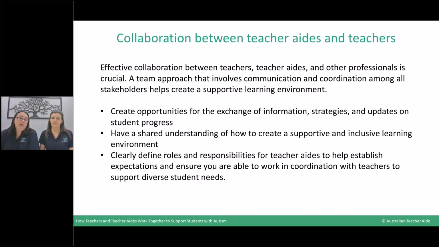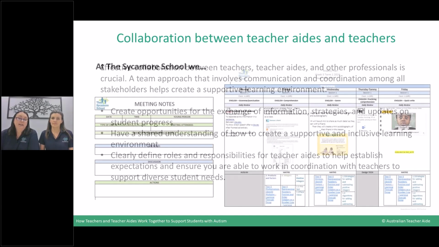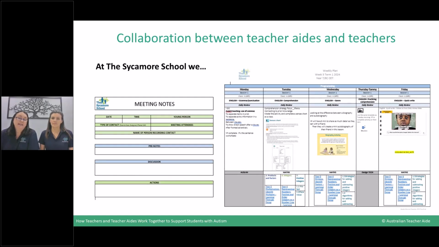And we spend a lot of time really clearly defining our roles and responsibilities so that our teacher aides know the expectations and they're able to work really closely with their teachers to support the students in their classes. So some of the ways that looks like in our setting.